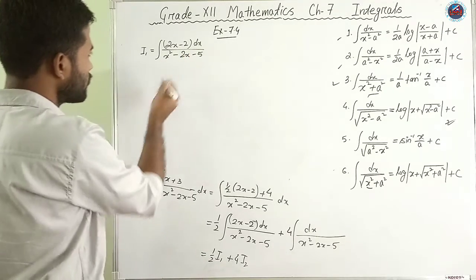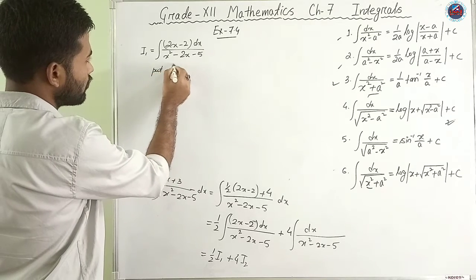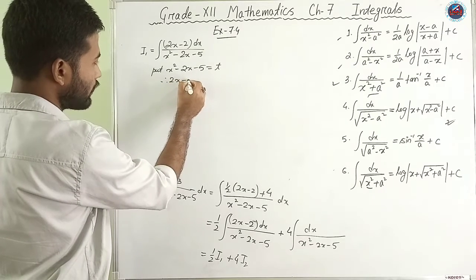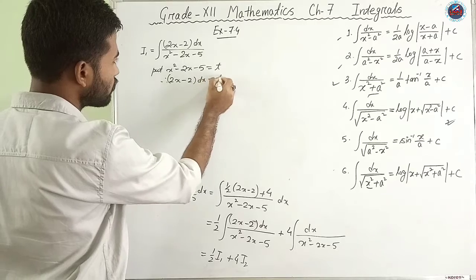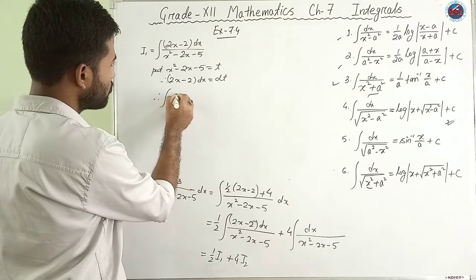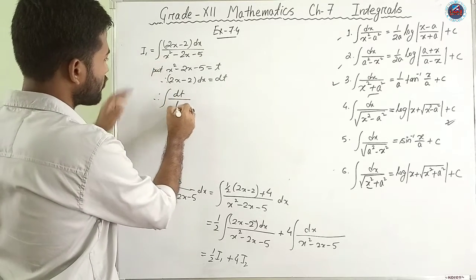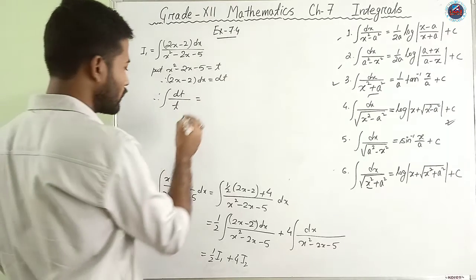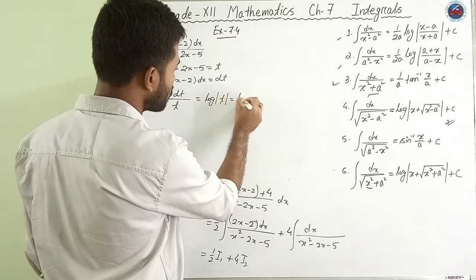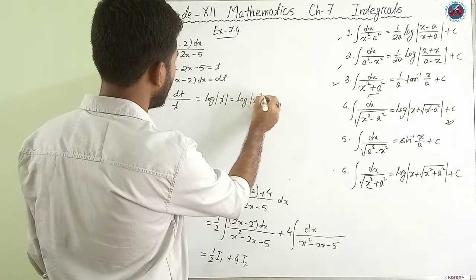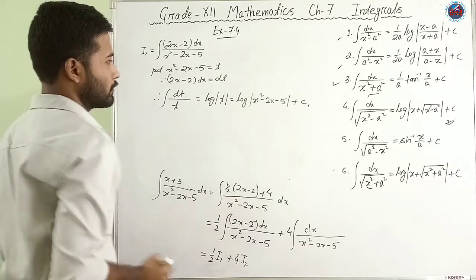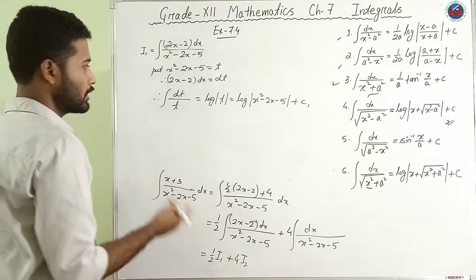Now what to do? Substitute it. Put x square minus twice x minus 5 is equal to t. Therefore twice x minus 2 dx will be equal to dt. So our integral will reduce to dt by t. Integration of 1 by t is log of mod t, and in place of t we can write log of x square minus twice x minus 5, plus c. Or just name it as c1, because we shall get another c, which we shall name as c2.